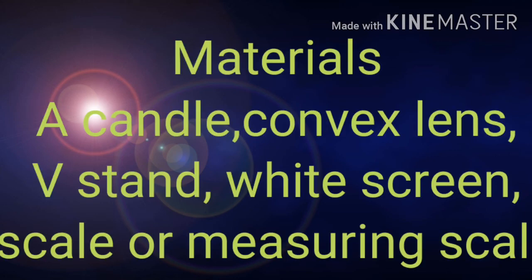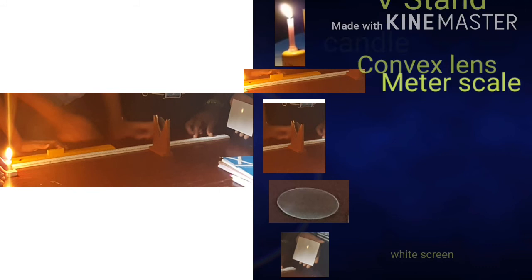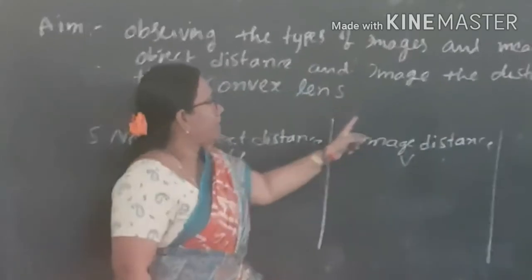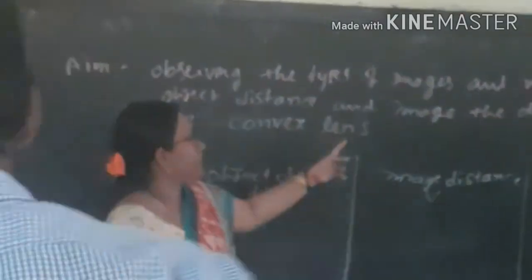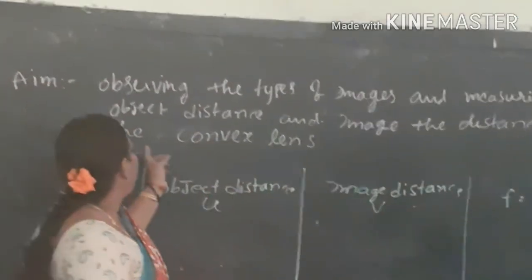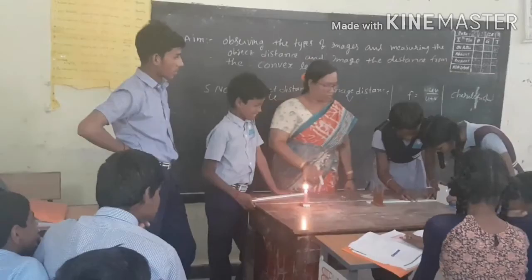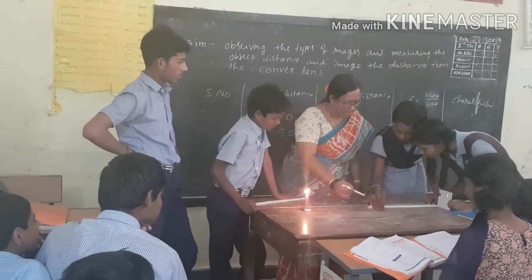Materials required: a candle, screen, convex lens, V-stand, measuring tape or meter scale. Observing the types of images and measuring the object distance and image distance of the convex lens. Take a V-stand and place a convex lens on the stand. Adjust the screen on the other side of the lens until a clear image forms on it.